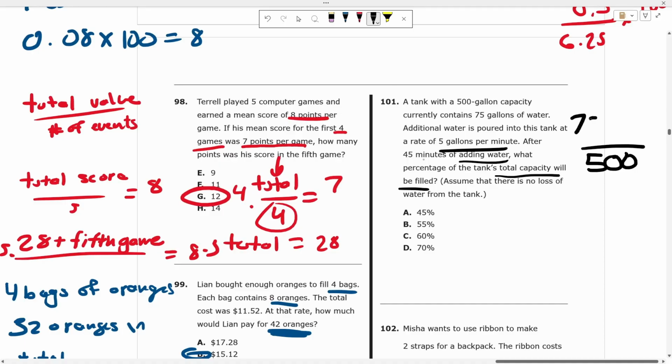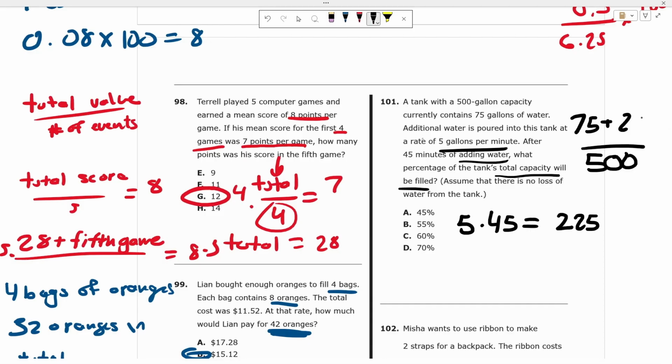Currently, we know that there's 75 gallons of water inside of the tank, and every minute we're adding 5 gallons. Now, if 45 minutes passes, in order to find out how many gallons are added, you need to do 5 gallons per minute times the 45 minutes you were pouring for, and you get 225 gallons, okay? So you have 75 plus 225 over 500.